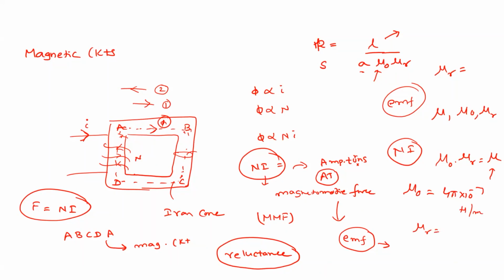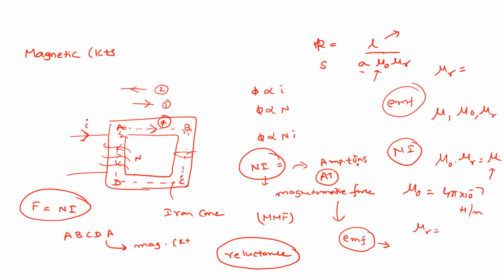So actually mu r is equal to mu by mu naught. Mu is the absolute permeability, so that depends on the type of metal that is used. But mu naught is the permeability of the vacuum, or permeability of free space. So now you understood, right?